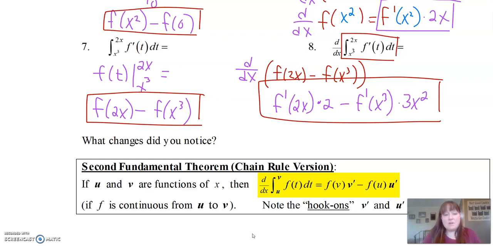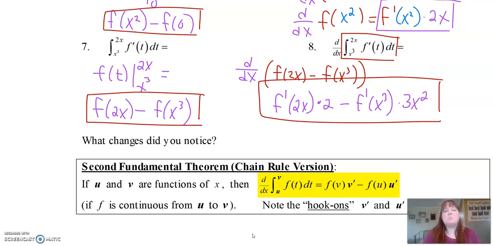All right, so the second fundamental theorem of calculus, the chain rule version, tells us that if u and v are functions of x, then this is how we take the derivative of a definite integral at the same time. Now remember, a function of x could be anything, right? It could be a polynomial, it could be cosine of x, literally any function of x. So it's going to have something that has x in it. It's not going to be a constant necessarily.